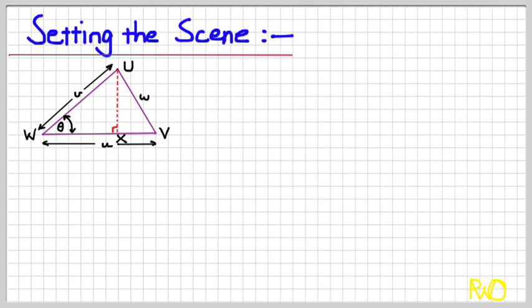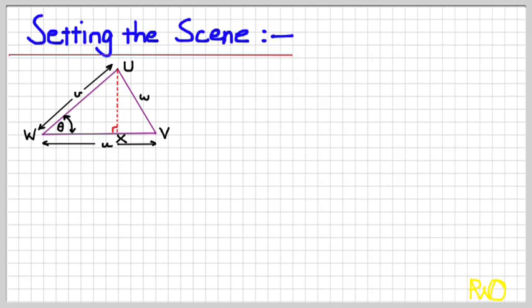So now what I've done here is I've just amplified that a little bit. I've shown you that this is really side V, and that from W to V is side U. I've put an altitude in as well, and I've put an angle theta, which is the angle between side V and side U.